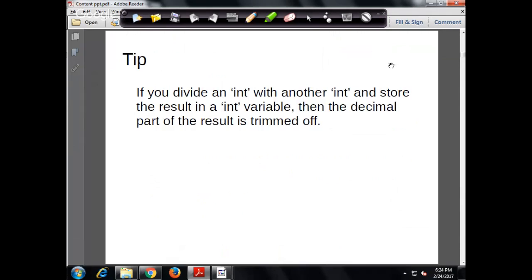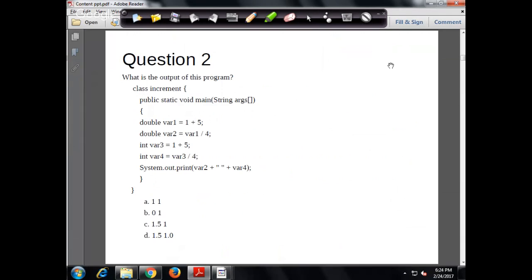So the tip says that if you divide an integer with another integer and store it in an integer variable, then the decimal part of the result is trimmed off. Okay, I think we have someone new joining, Tejas. Hi, Tejas. Just see the question again. So the others who have not given the answer, if after reading the tip, if you have figured out some answer for this question, just try.